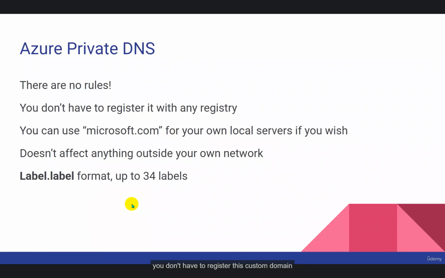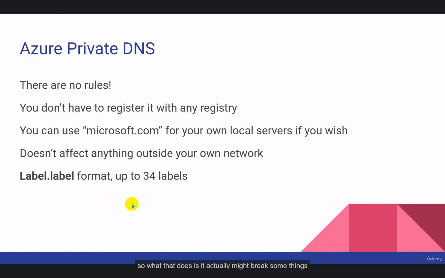You don't have to register this custom domain with any registry. That means if you want to be cheeky, as the British say, you can use Microsoft.com as your own private DNS. You can name your servers database.microsoft.com, website.microsoft.com, something else.microsoft.com inside your Azure private network. Again, it doesn't affect anything outside of your network.